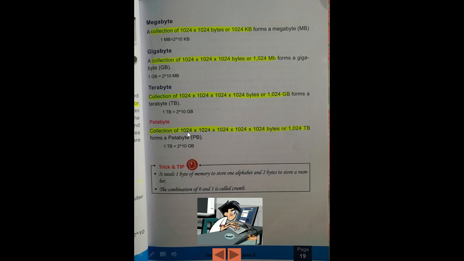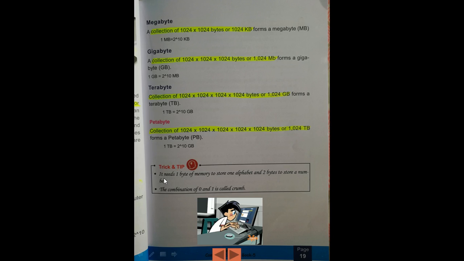Petabyte, collection of 1024 times 1024 times 1024 times 1024 times 1024. So in total 5 times 1024 bytes, or equivalent to 1024 terabytes, forms a petabyte. 1 PB is equal to 2 power 10 TB. Okay, so these were the measurement units which are used by the computer for different storage devices.